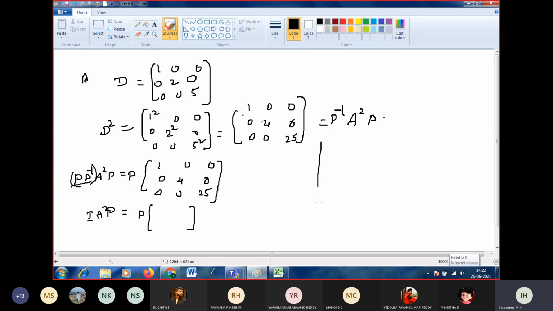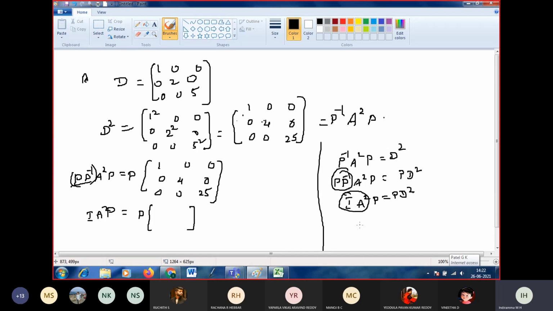I will explain in the formula itself. As we know, P inverse A square P is D square. Pre-multiply by P: P into P inverse A square P is equal to P into D square. P into P inverse is I, so I into A square P is equal to P into D square. So A square into P is equal to P D square.